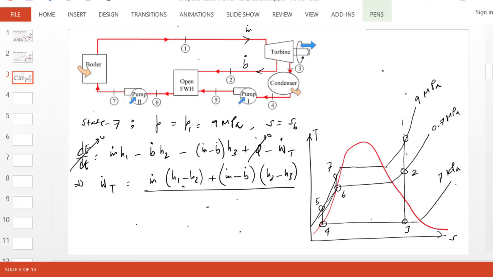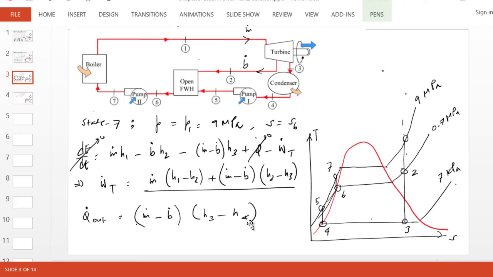So if we know h1, h2, and h3, and somehow we can figure out what b dot is in relation to m dot, we can find turbine power. Okay, in the condenser, how much heat is rejected? Again, this is a simple one, q dot out. How much flow is coming through the condenser? m dot minus b dot, and the enthalpy goes from h3 minus h4.